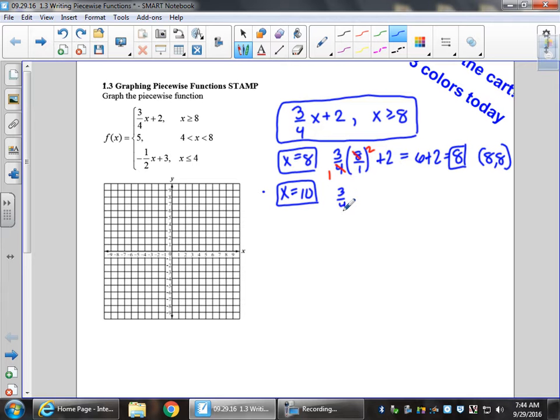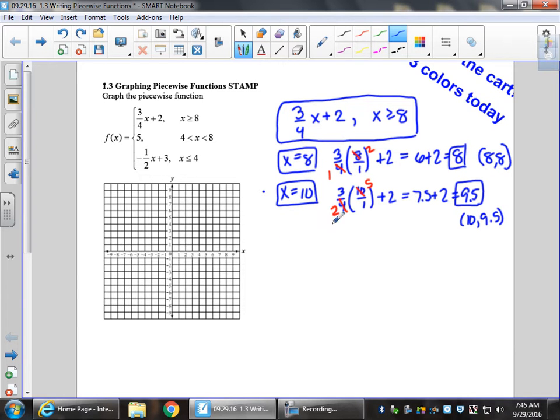So I have 3/4 times 10 divided by 1 plus 2. We can still simplify this. That's 7.5 plus 2 equals 9.5. So my ordered pair? Very good. That's fine. But how are you going to fit it on the graph? All right. Okay, 10, 9.5. Awesome. Next piece.